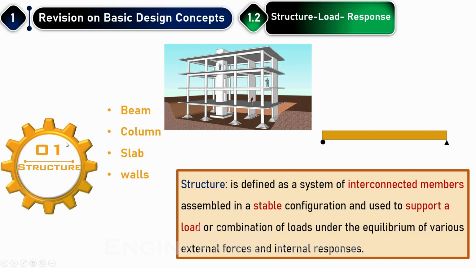Some examples of structural members can be beams, columns, slabs, walls, footings, and so on. Let me take this as an example. This is a simply supported element, or you can take the walls, the columns, the slab, and so on here. These are what you call structural members. The interconnection of these elements is called a structure, where each one is called a structural member or a structural element.